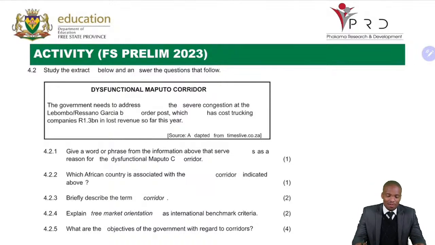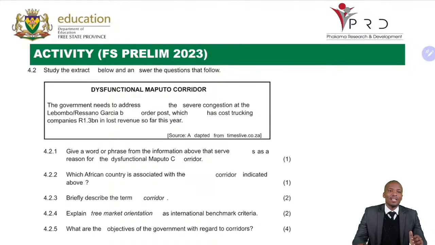Welcome back, grade 12s. It was an interesting passage, I know. Then let's check if we got 10 out of 10. This is a typical section B question. As you can see, the activity was taken from the Free State Prelim Exam 2023. And it was an extract from question 4.2.